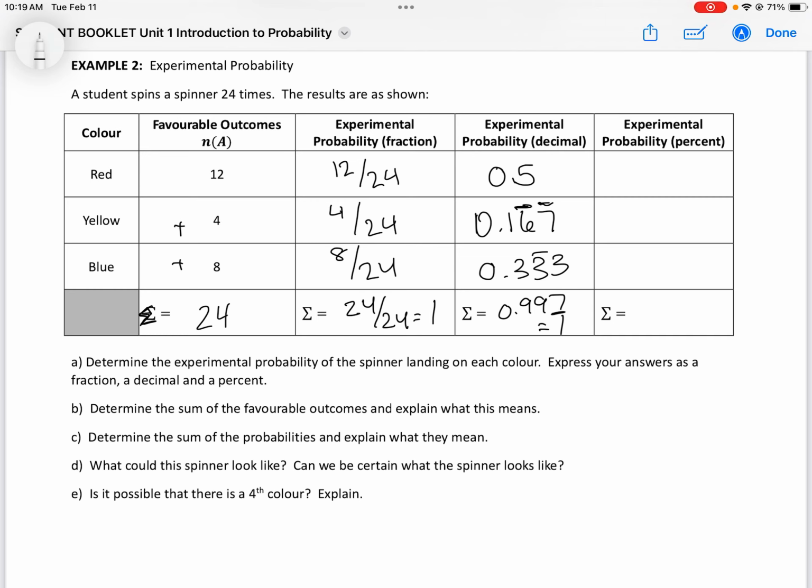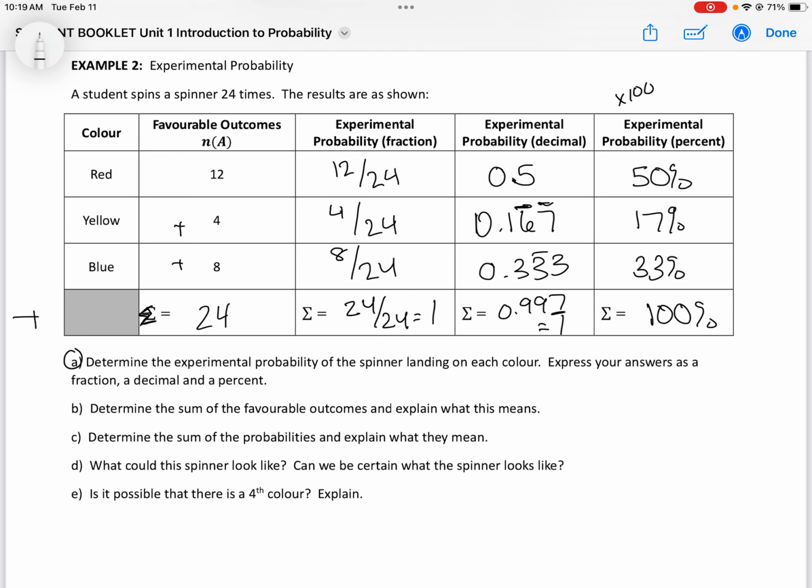Okay, and as a percent, what we want to do is take this 0.5 and multiply it by 100. So we get 50%. This is going to be 16.7%. I'm going to go ahead and round that up to 17%. Then it's going to add to 1 and 33%. Okay, therefore we get our 100%. Okay, so we did A. We determined the experimental probability of the spinner landing on each color. And then we expressed our answers as a fraction, a decimal, and a percent. Then we determined the sum.